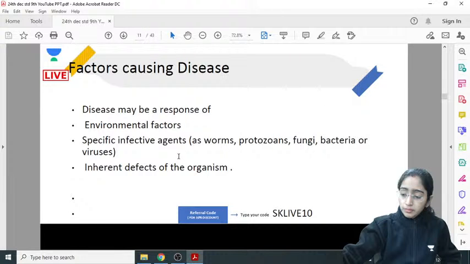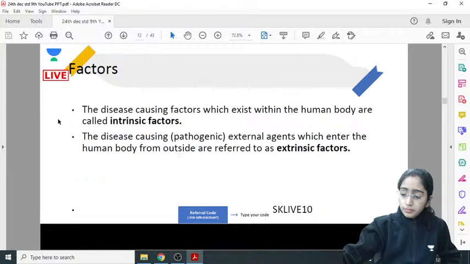Factors causing disease. Disease may be a response to environmental factors. Specific infective agents such as worms, protozoa, fungi, bacteria, viruses can be there. Inherent defects of the organism, inherent defects meaning genetic disorders, can be there. Now, the disease-causing factors which exist within the human body are intrinsic factors, and those factors which cause the disease from outside the body are extrinsic factors.